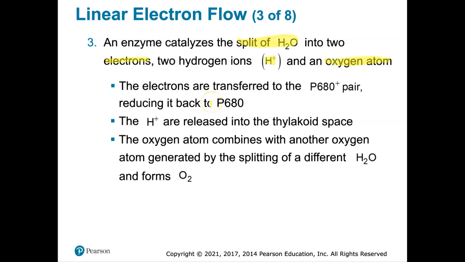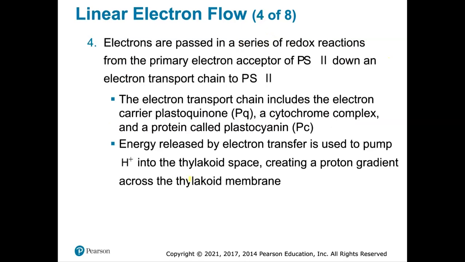The electrons are used in the electron transport chain. The hydrogen ions are used during chemiosmosis. So electrons and hydrogen ions are then used to make the ATP and NADPH. Now, the oxygen atom ends up combining with another oxygen atom and forms oxygen gas, which is O2.